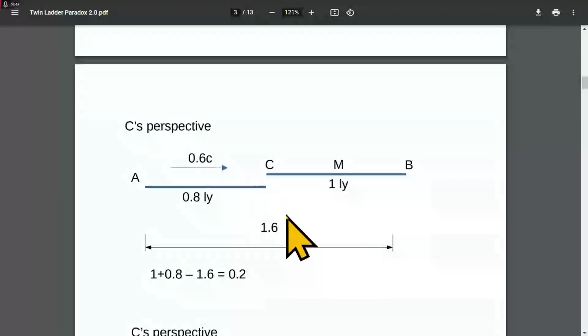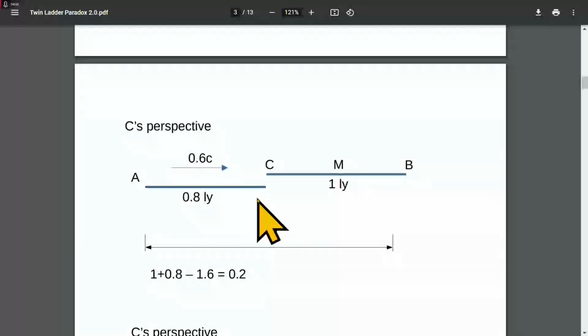What is the length contraction of 0? Well, it's 0. Because C and A's ruler are already touching at a distance of 0, that distance is only going to contract down to 0. A 0 contracting distance will always stay 0. So that distance never changes. It's still going to be 0. But A has now contracted to 0.8.